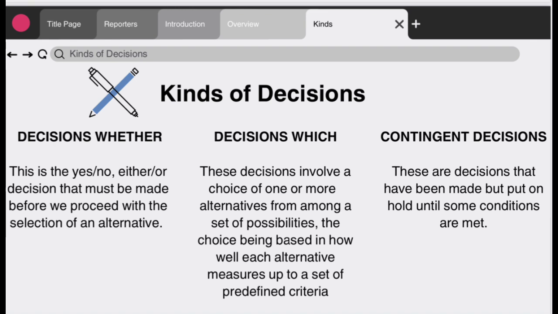Decisions which. These decisions involve a choice of one or more alternatives from among a set of possibilities. The choice is based on how well each alternative measures up to a set of predefined criteria. Contingent decisions. These are decisions that have been made but put on hold until some conditions are met.